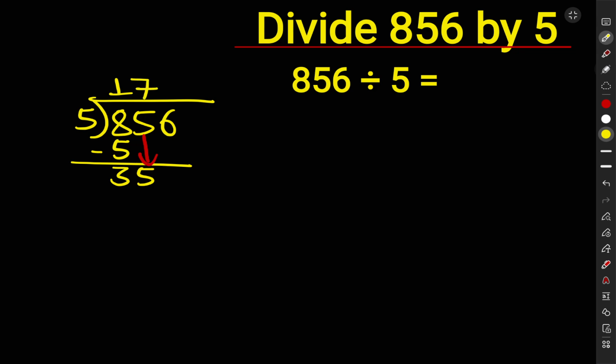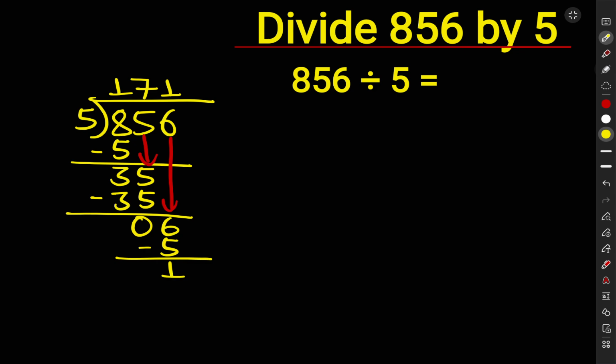5 times 7 is 35. On subtracting we get 0. So again we put down this 6 and 5 times 1 is 5. On subtracting we get 1.